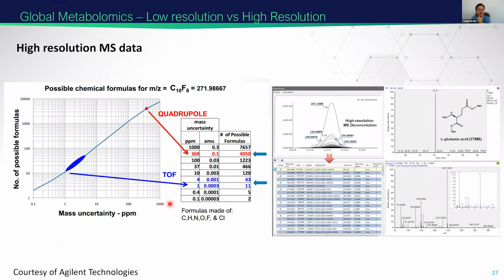This is about high resolution versus low resolution. If we can measure these m/z values at high resolution, we can minimize the possibilities, because if we just use a single quadrupole mass spectrometer, a lot of other compounds are possible. For example, with a quadrupole mass spectrometer at a given m/z value, there are 4,000 possible combinations of chemicals. However, if we use a time-of-flight mass spectrometer, we can dramatically decrease the possible chemical compositions.